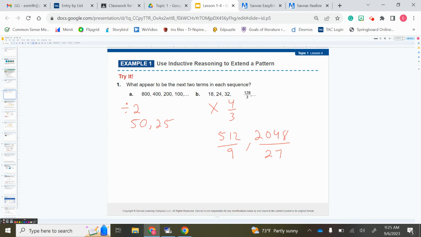Okay. Algebra 2, same thing. So it's okay to have improper fractions here.